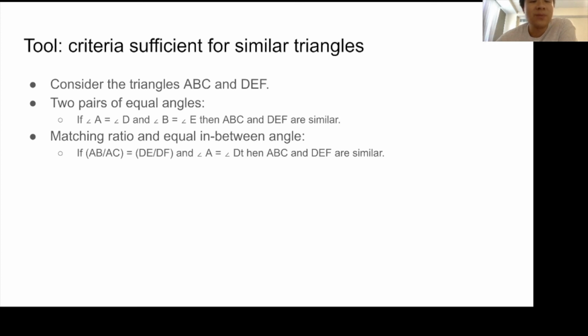The second one might be less obvious, but it also holds. If you have matching ratios, so let's say AB to AC is the same as DE to DF, or equivalently AB to DE is the same as AC to DF, and the angle in between, which is angle A and angle D, are also the same, then these two triangles are also similar.